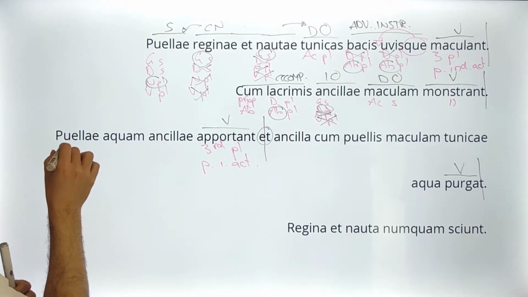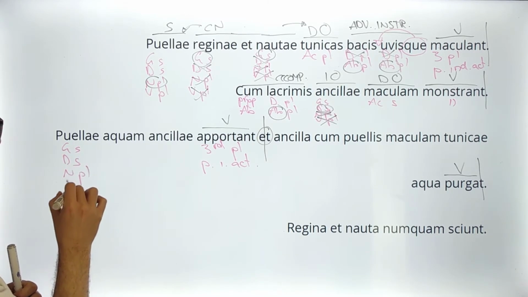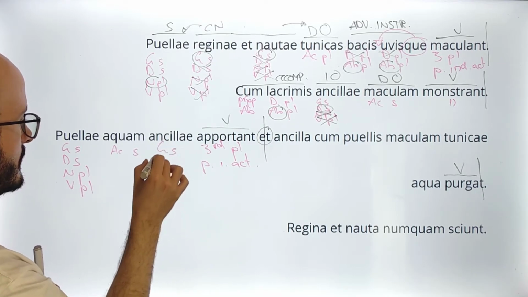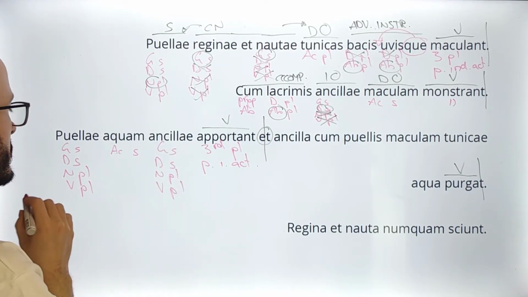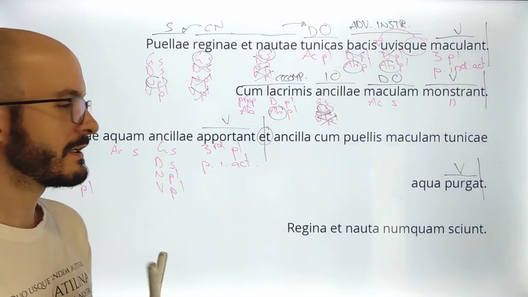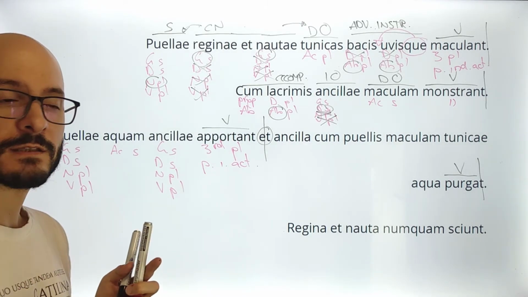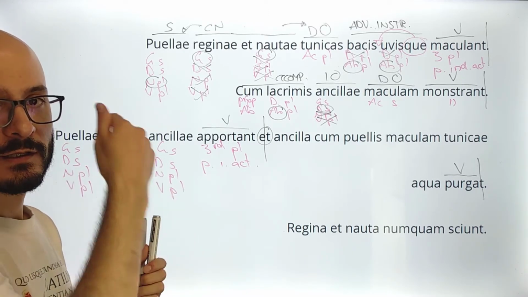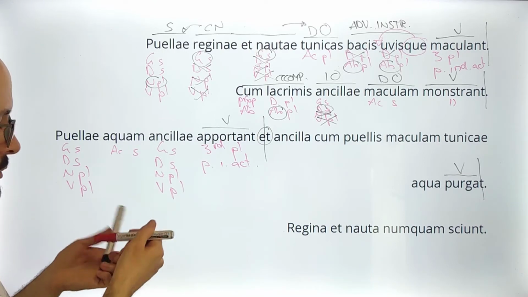And here we have genitive singular, dative singular, nominative plural, vocative plural, accusative singular, and genitive singular, dative singular, nominative plural, vocative plural. So, again, this apportant means bring. So, how do we make a sentence with bring? Like, I bring something to someone, and that's exactly what we have here.